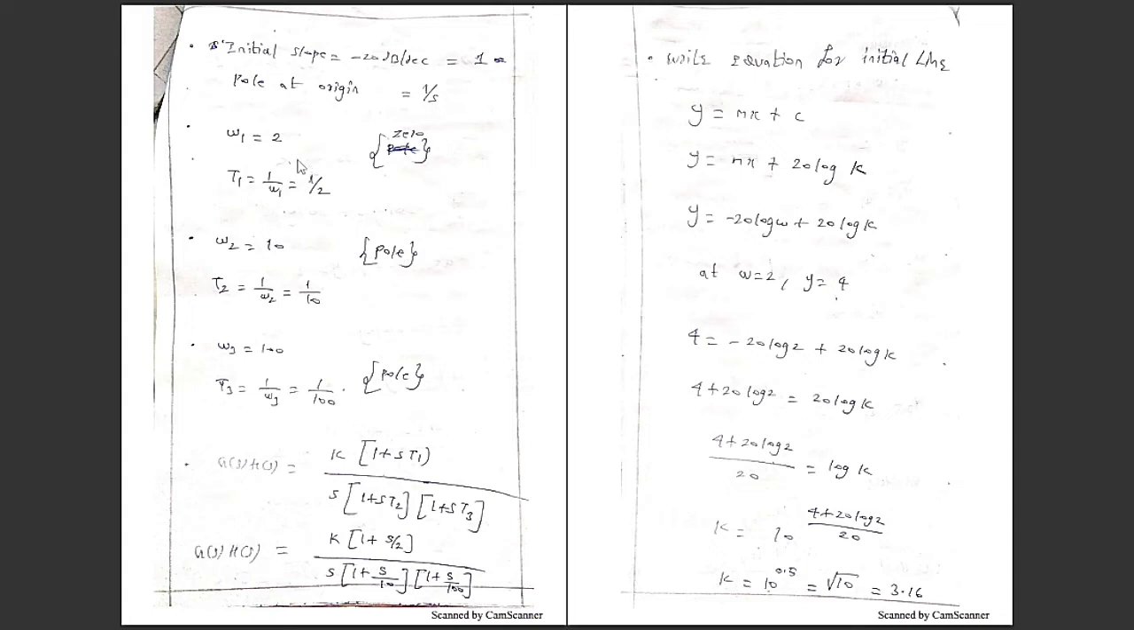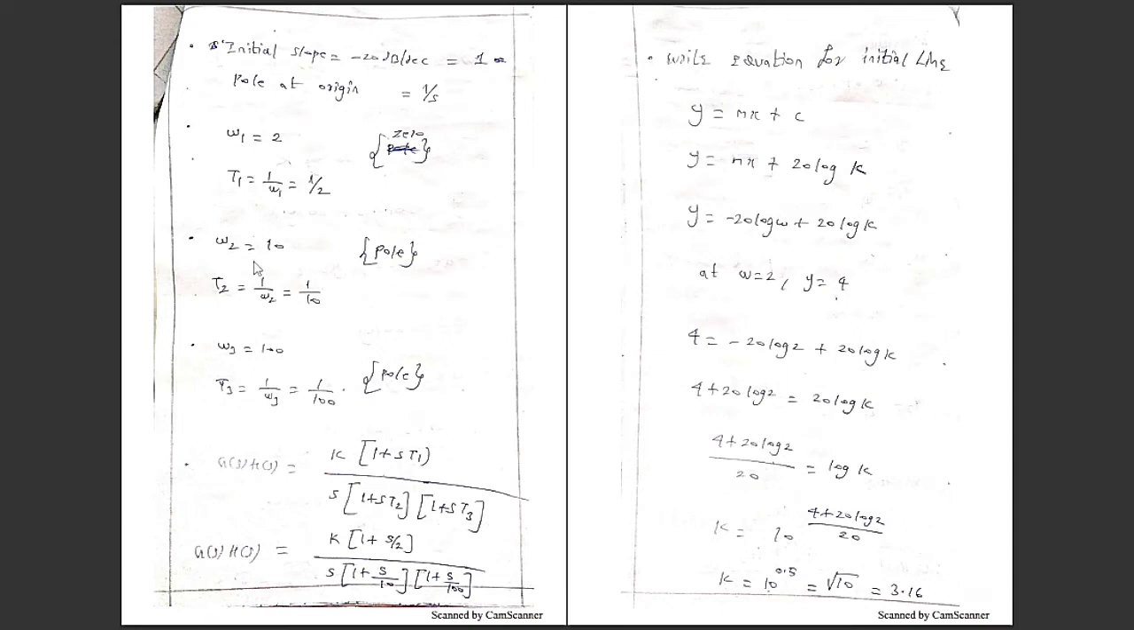Then I have already told you at omega is equal to 2, we have to add a slope of plus 20. So listen carefully, at omega is equal to 2 we have to add a 0, because we are adding plus 20. So here omega 1 is equal to 2. Then what is T1? T1 is equal to 1 by omega 1, which is 1 by 2.